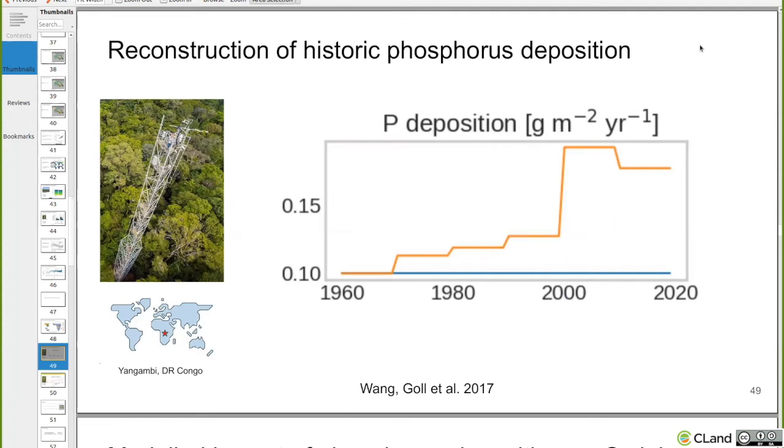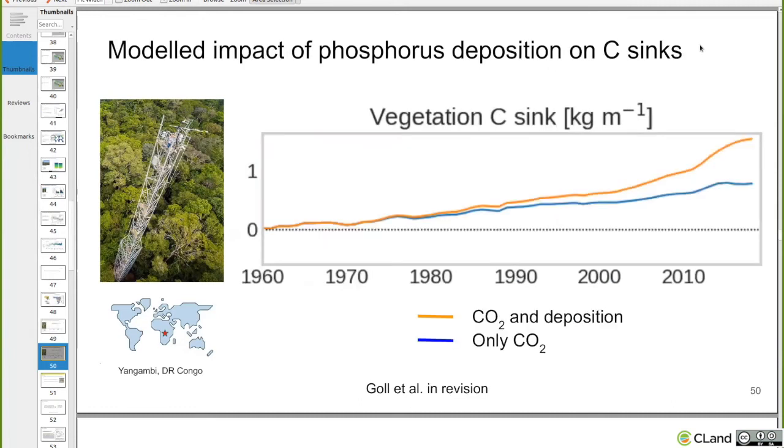So I used these reconstructions of phosphorus deposition to drive the ORCHIDEE land surface model for a site in Congo, where we have a lot of data collected from an eddy covariance flux tower. We constrained the model, and it performs rather well for the site. We then looked at the evolution of the vegetation carbon sink in simulations where we accounted for the increase in CO2 concentration, the increase in phosphorus deposition and climate change, and in another simulation where we did not account for the increase in phosphorus deposition. And I found that for this site, at least, the sink is a factor of 2 larger.